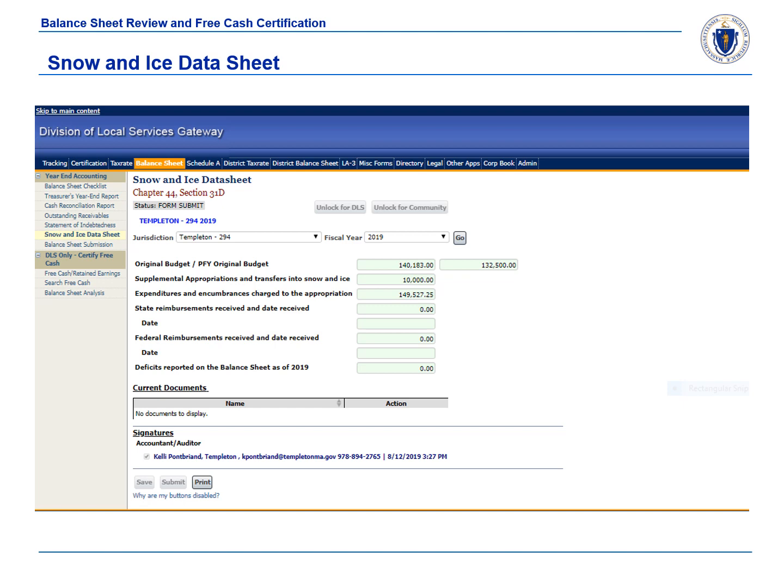A snow and ice deficit is legal and not deducted from the free cash calculation as long as the current year's initial appropriation is at least that of the prior year's initial appropriation. The amount entered in the original budget line automatically fills to the prior fiscal year line in the subsequent year.